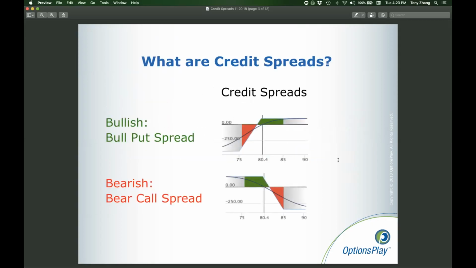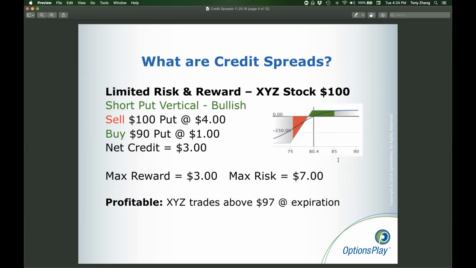So number one, when we talk about what are credit spreads, there's two types of credit spreads you can trade. You can trade a bullish credit spread, which is a bull put spread, or a short put vertical. And there's a bearish credit spread that you can trade, or a bear call spread, sometimes called a short call vertical. So these are the two strategies we'll break down. I'll talk a little bit about the rationale behind each one, how they're constructed, and then that will help us understand a little bit more on the next few slides.